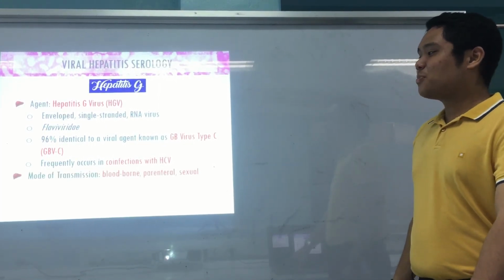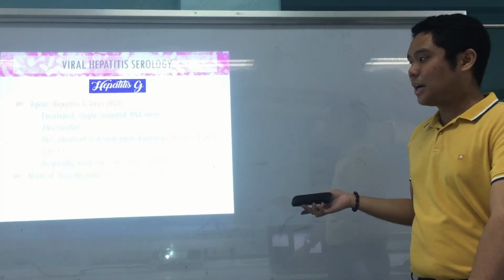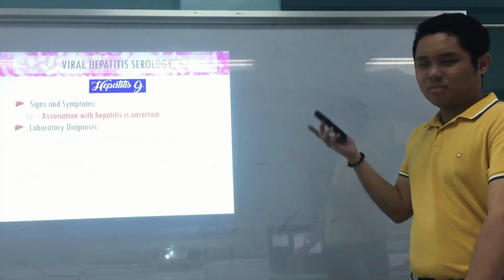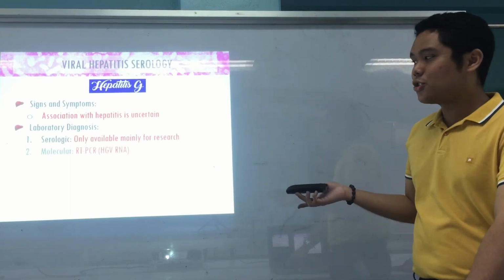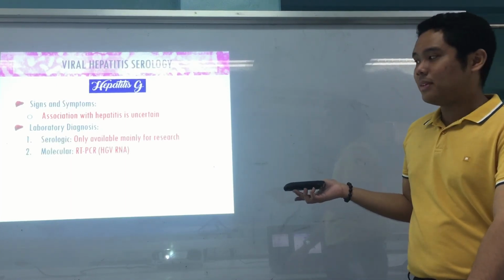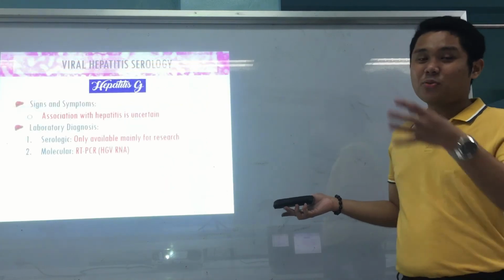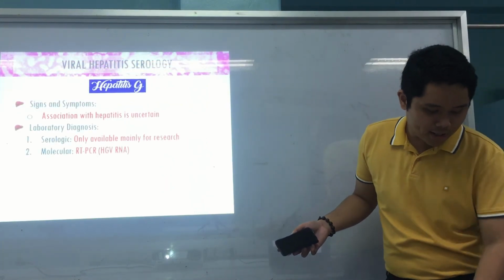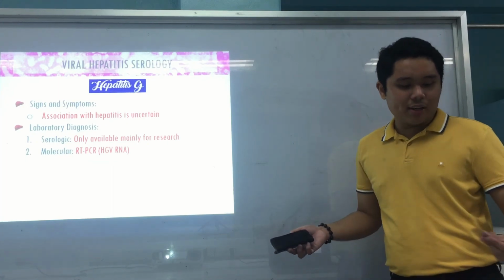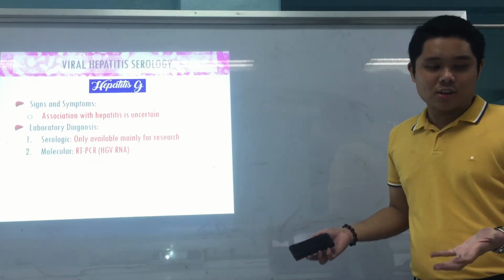Okay. Mode of transmission, blood-borne, parenteral, and sexual. For signs and symptoms, association with hepatitis is uncertain. For lab diagnosis, it's only for research usually. And molecular, of course, RT-PCR pa rin. Okay, alright. So that's for hepatitis G. Usually, hindi siya known to cause hepatitis o pa na established. And it's usually studied for research only.